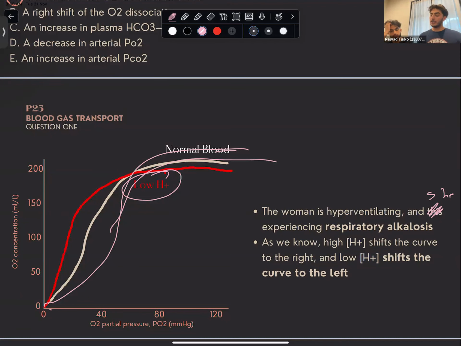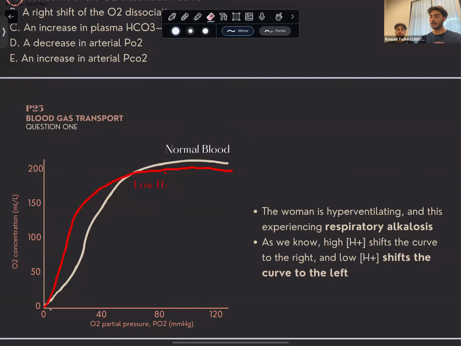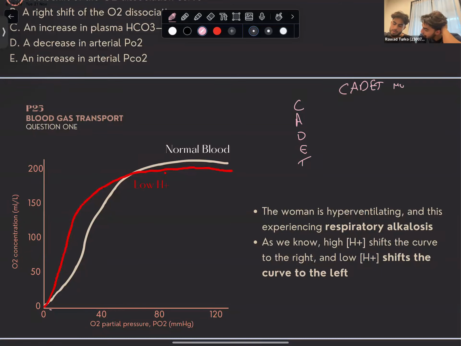And low H plus shifts the curve to the left. Okay, so it's alkalosis. So they did go over the affinity, this graph, right? Yeah. This is to mention the mnemonic. Okay. Is this in a different lecture? The one after? It's the same one. The graph that you're talking about. It is that one. Okay, so could that move right? If I remember correctly. Correct me if I'm wrong.